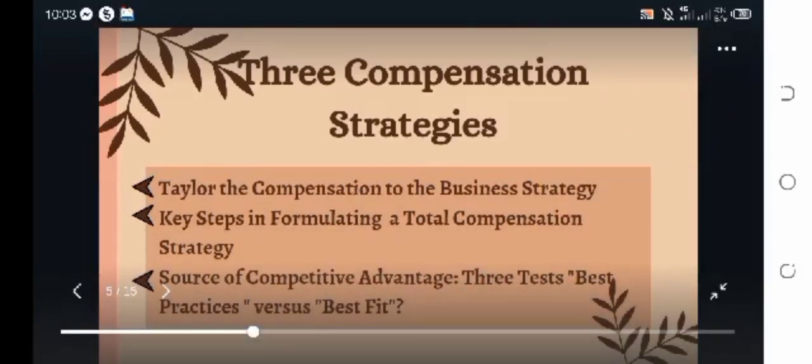Lastly, competitive advantage can be evaluated through the best practices and best fit test. Best practices assesses industry standard practices, while best fit examines customized strategies. Both approaches can lead to advantage depending on goals and resources. Companies should assess their situation to determine the best approach.